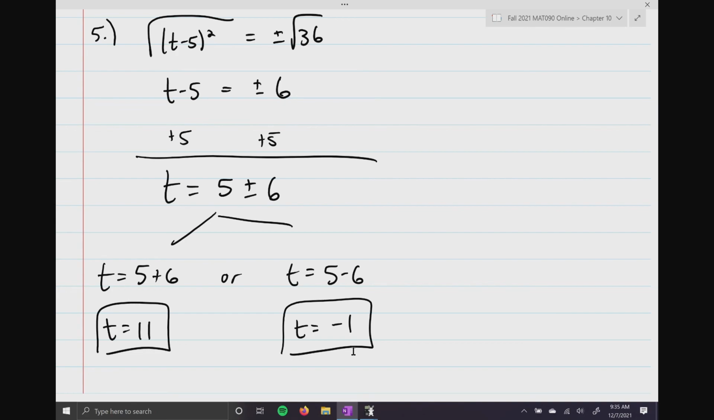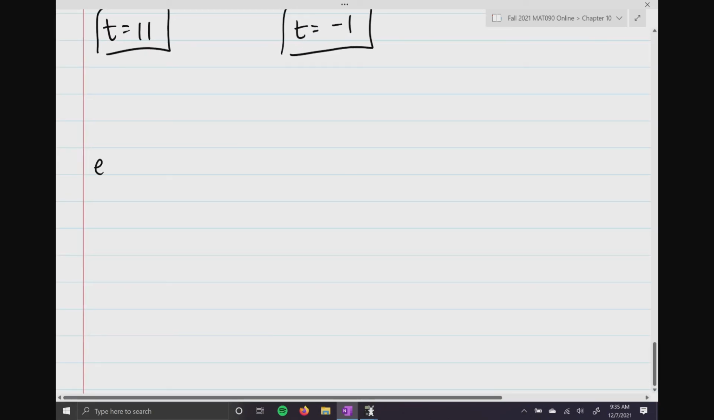All right, now let's do another example here, but this time when we simplify, it's not going to be as pretty as we want it to be. But that's okay because we know how to deal with that. So let's solve y squared minus 18y plus 6 equals 0 by completing the square.